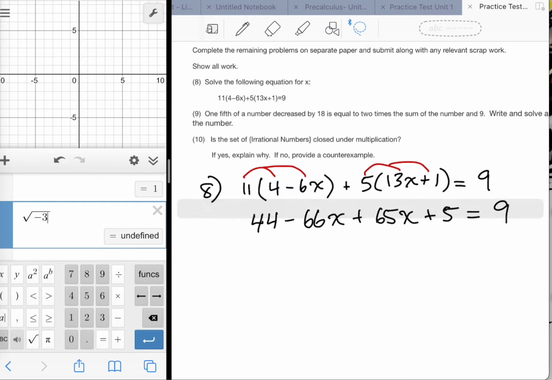Instead, what we want to do is combine our like terms. We have two terms here that each involve an x. Put them together. Negative 66 plus 65 is negative 1, so negative 1x.